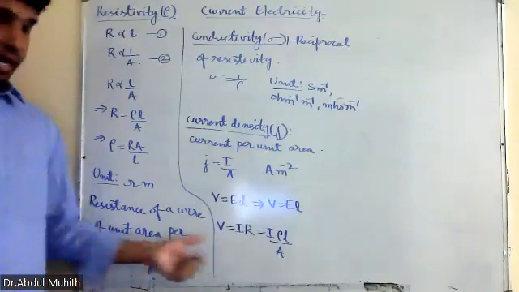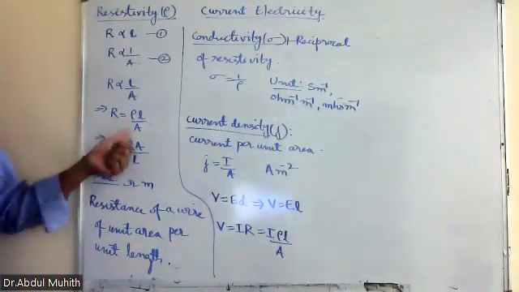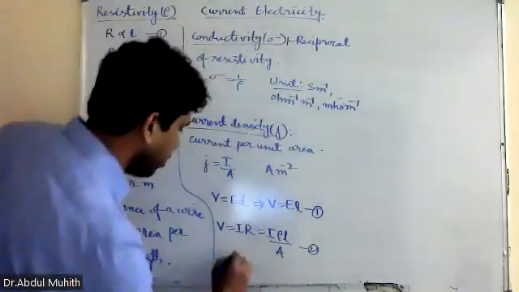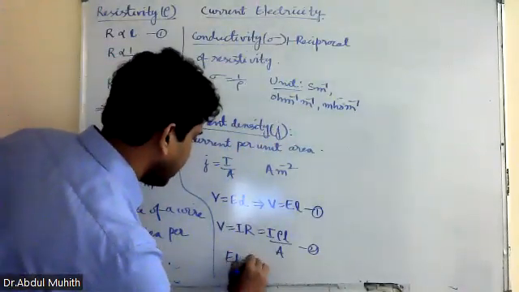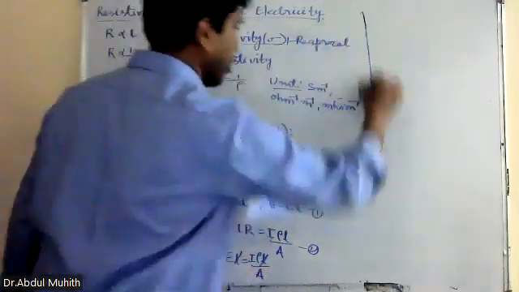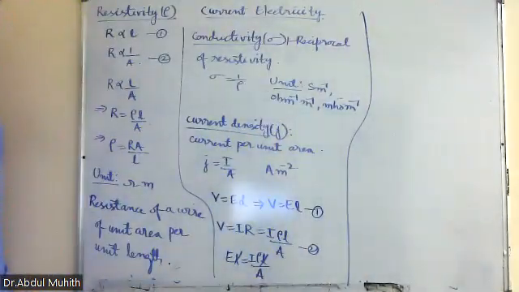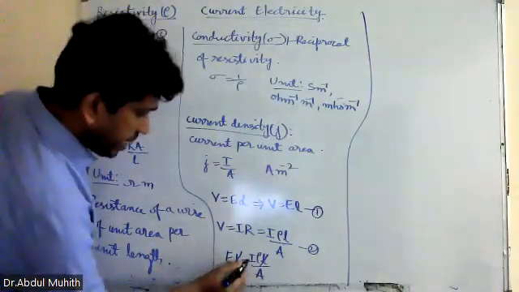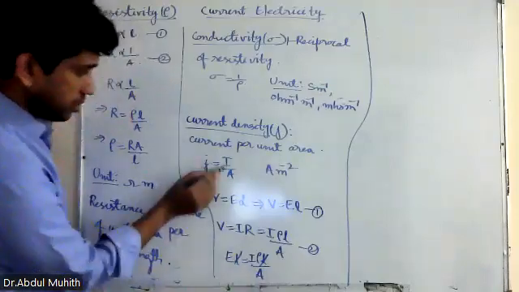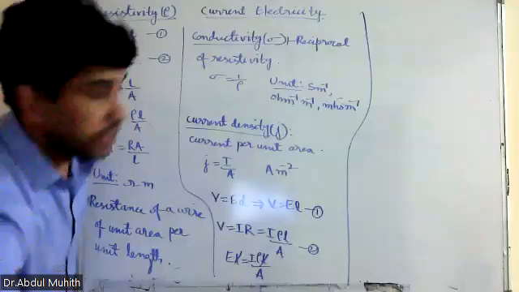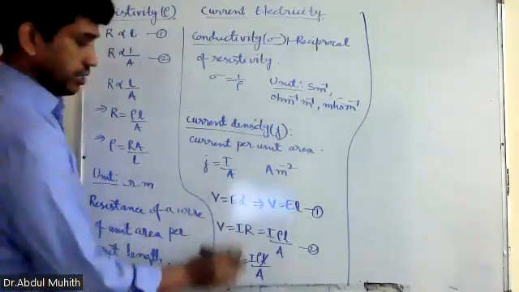Now V is equal to IR. R came from here: rho into L by A. Now equate both of them, equation 1 and equation 2. So what will happen now? E into L is equal to I rho L by A. This and this will go away. Is that clear, all of you? Yes, sir. Then what is I by A now? I by A means current density J.